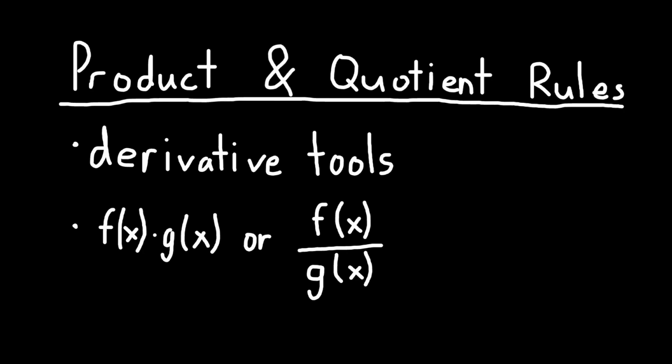So today we're going to examine two new tools that you can use to solve for derivatives. The first one is the product rule and the second one is the quotient rule. Now we use the product rule when we are given a function following the format f of x times g of x, and we use the quotient rule when we are given a function following the format f of x over g of x.